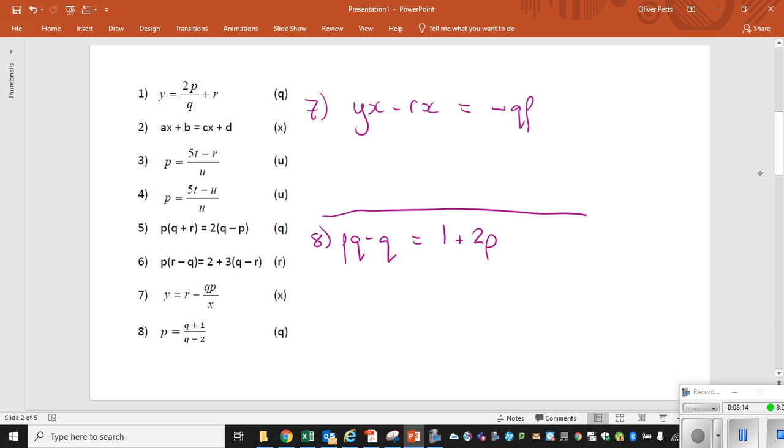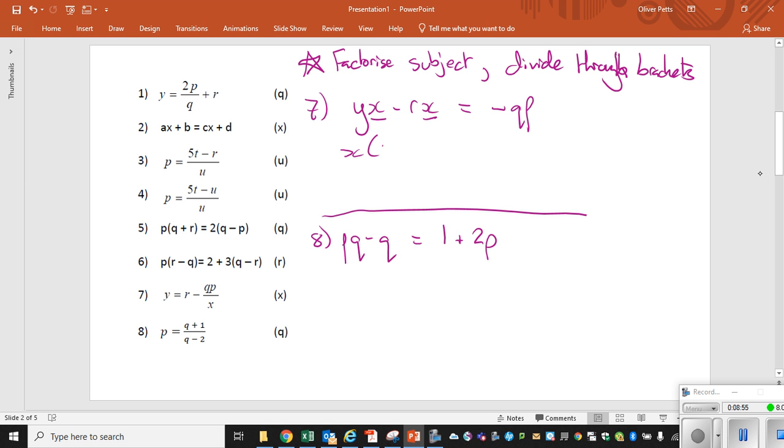So our final stage, now we've got all our terms involving our subject on one side, all our terms not involving our subject on the other side. It's important our subject is on its own. We want our subject equal to everything else. Now our subject is in two places in both of these questions. We need to factorize our subject. That's going to be an H. And divide through our brackets. Here, our subject is X. We're going to factorize our subject.